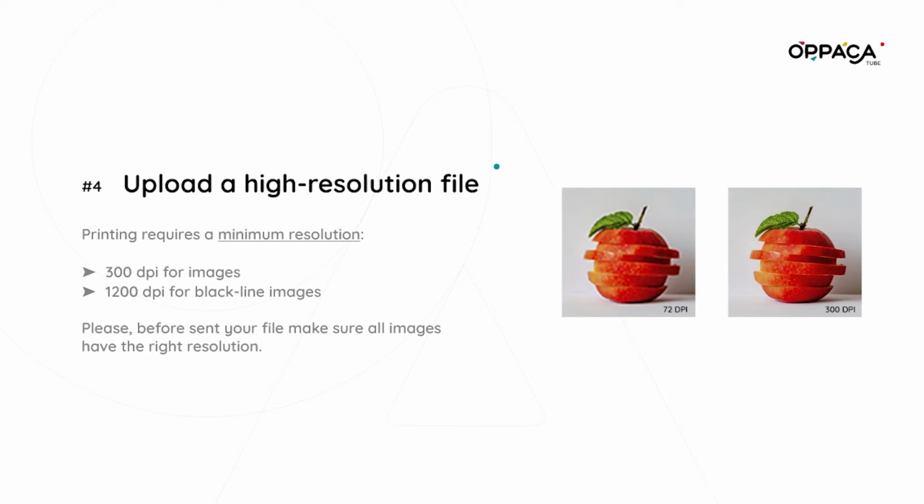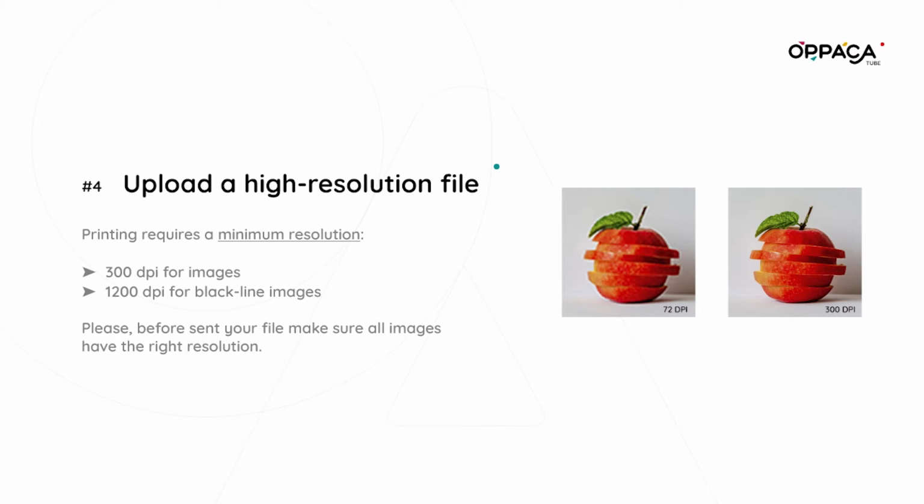To ensure that the images are of good quality, the minimum recommended resolution for printing is 300 dpi. So when you embed an image in your file or work in Photoshop or Illustrator, make sure all images have at least 300 dpi resolution.